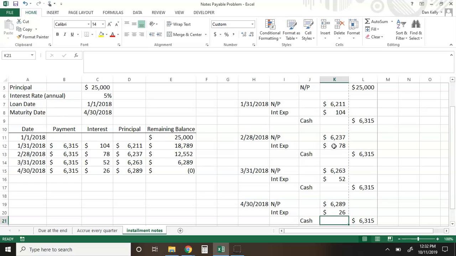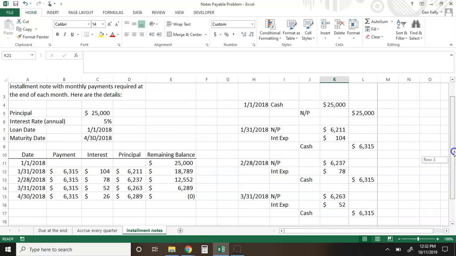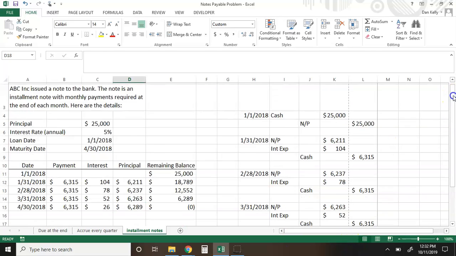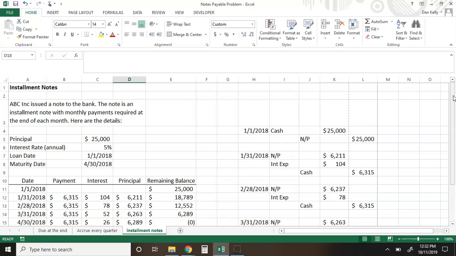Notice there is no need to go and debit notes payable and credit cash at the end because we've been doing that all along. So unlike the traditional note, there's no final entry to clean that up. So the bank doesn't make a ton of money here. Total interest comes up to be $261, but maybe it's just a short-term loan that ABC needed to help them get through a tough time or something like that.